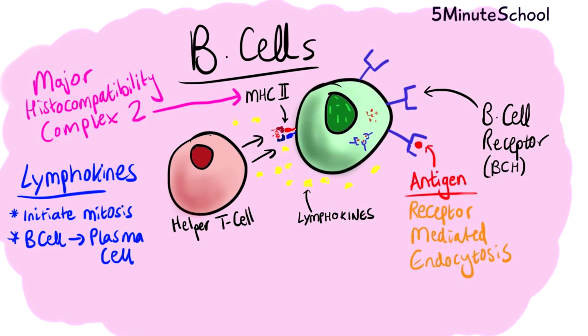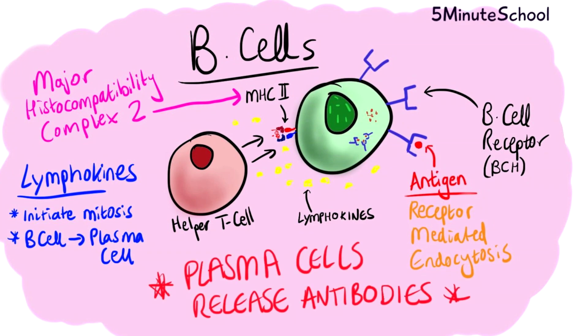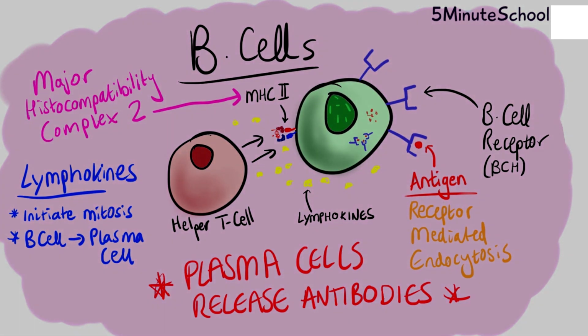And it causes the B cells to differentiate into plasma cells, and the main function of plasma cells is to release antibodies. These antibodies that are produced by the plasma cells are specific to the antigen that was initially bound onto the B cell in the first place.